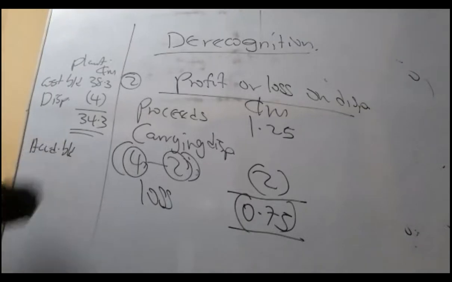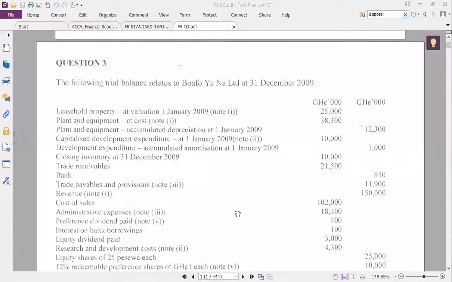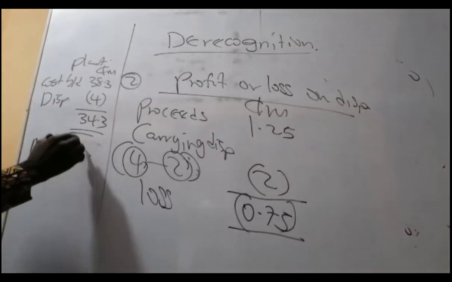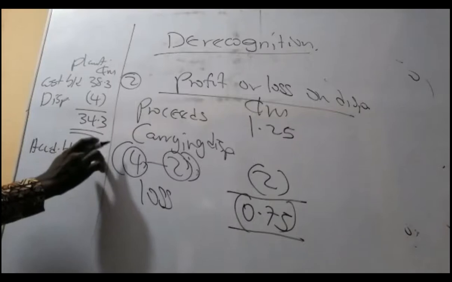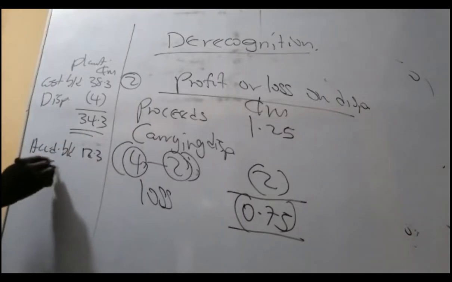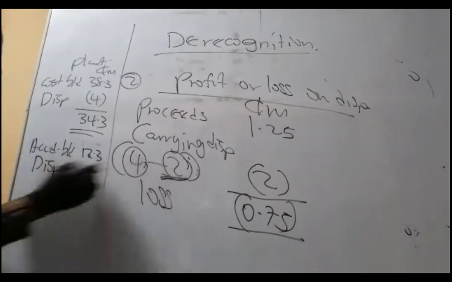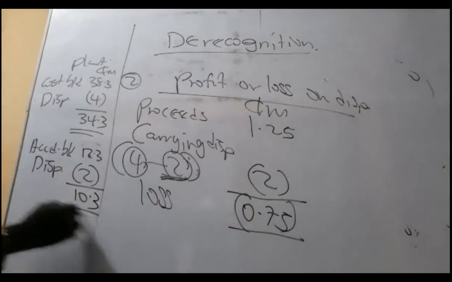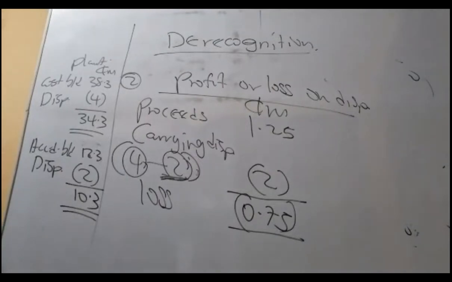I'll go to accumulated depreciation. Now the balance brought down. Let's pick the balance brought down for accumulated depreciation. They had 12,300. So that's 12.3 million. Then you say disposal. What's the accumulated depreciation of the disposal? 2 million. I'll take the 2 million off, that is 10.3. We are done. That is the end of the game.